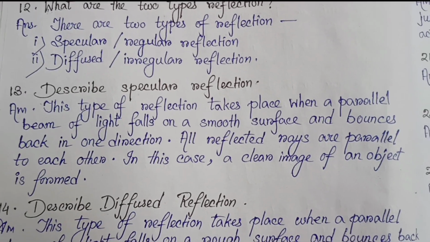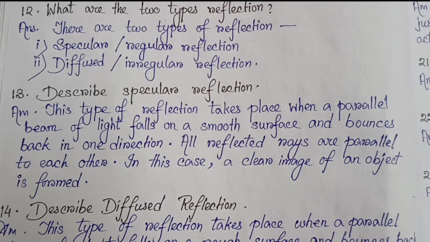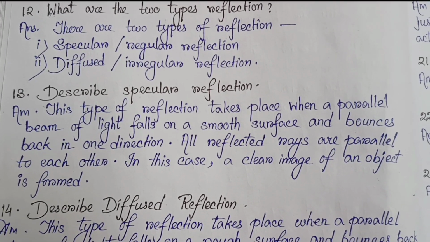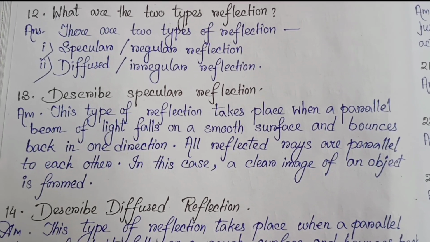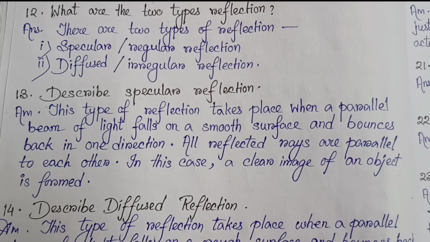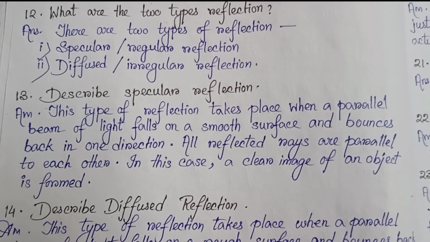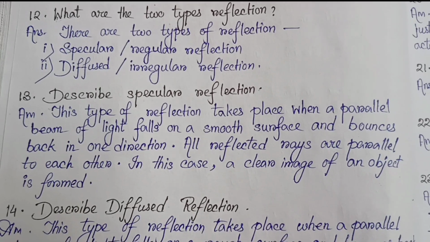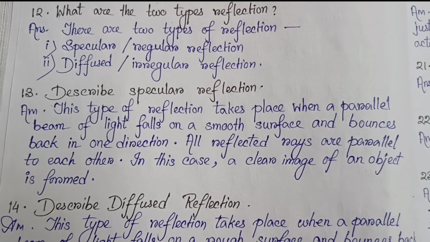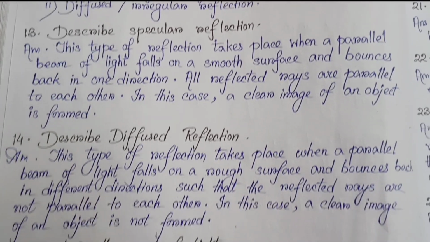Number 13. Describe specular reflection. This type of reflection takes place when a parallel beam of light falls on a smooth surface and bounces back in one direction. All reflected rays are parallel to each other. In this case, a clear image of an object is formed.